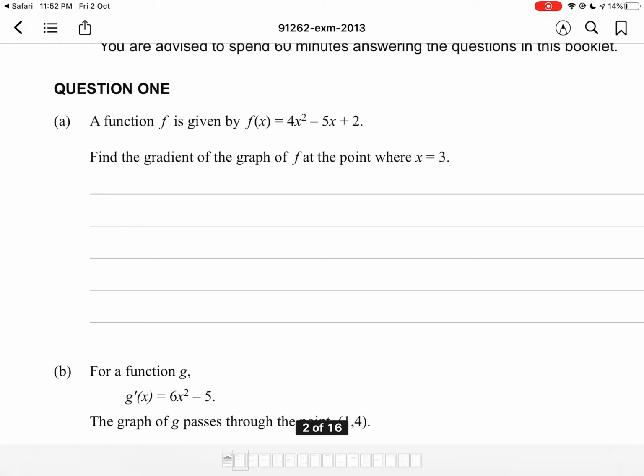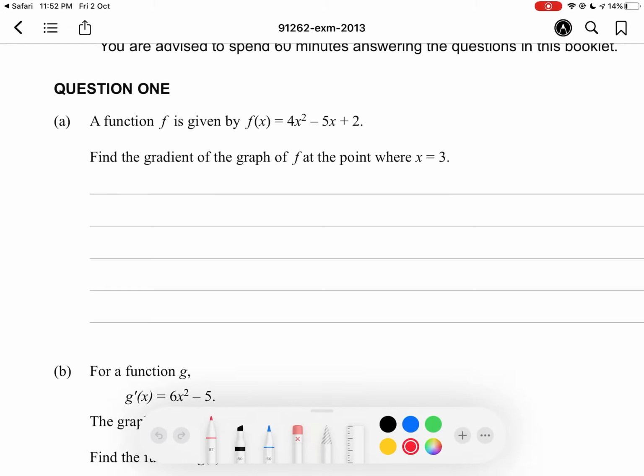So question 1, a function f is given by f of x equals 4x squared minus 5x plus 2. Find the gradient of the graph of f at the point when x equals 3. So whenever you see the word gradient, that obviously refers to finding the rate of change of a function, which is found by finding the gradient function or the derivative of the function.